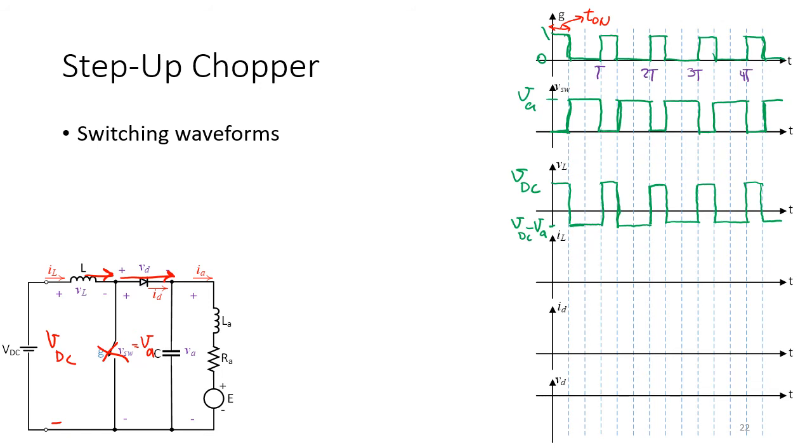We will soon show that these two areas should be equal. We will discuss this in more detail in the next slide, that these two areas are equal because VL average is 0.